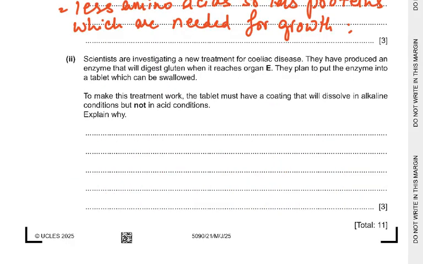Part two of the question says scientists are investigating a new treatment for celiac disease. They have produced an enzyme that will digest gluten when it reaches organ E. They plan to put the enzyme into a tablet which can be swallowed. To make this treatment work, the tablet must have a coating that will dissolve in alkaline conditions but not in acid conditions. Explain why. You see, there's a lot of acid in the stomach, so we don't want it to start working in the stomach. It needs to resist the acid in the stomach, otherwise the enzyme would be damaged or denatured in the stomach. So it will be released in E, the small intestine, which is alkaline. We don't want it to be released in the stomach.